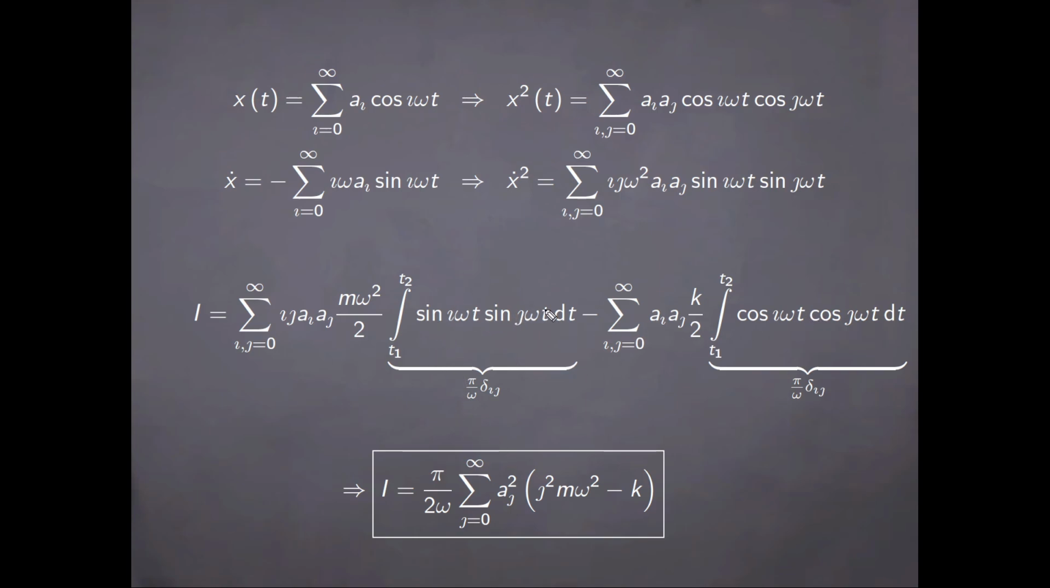Now, remember that these integrals are always taken over a period of the motion. And what happens in that case, what you can check very easily, is that these integrals always vanish unless the indices I and j are equal, case in which each integral is equal with pi over omega. And then the immediate result is that the action integral is given by the sum here over the squared amplitudes of the motion and these coefficients.